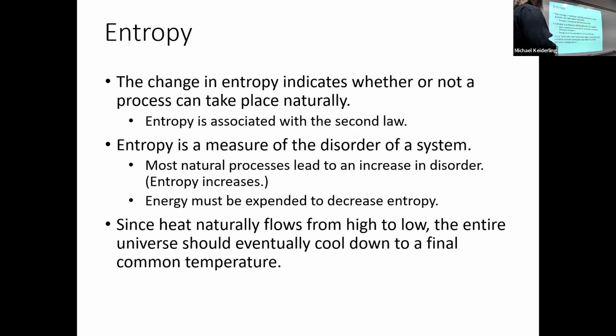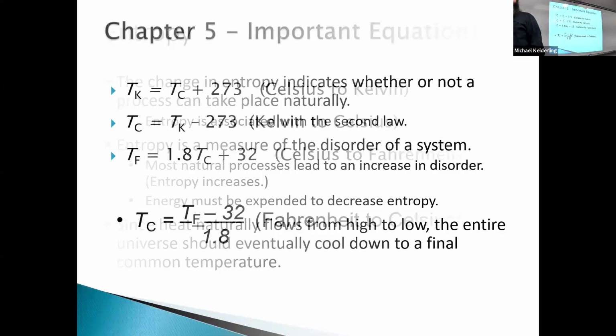So to decrease entropy, you have to expend energy, and that's going to increase entropy somewhere else. And because heat naturally flows from high to low, the entire universe will eventually cool down to a final common temperature. This is known as the heat death of the universe.